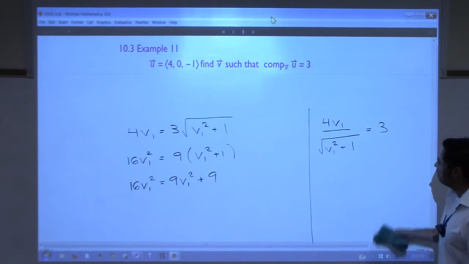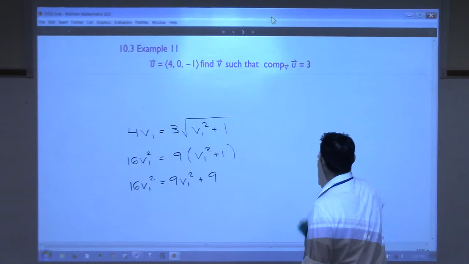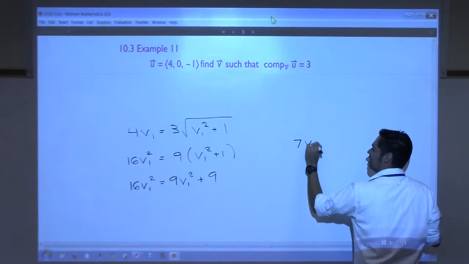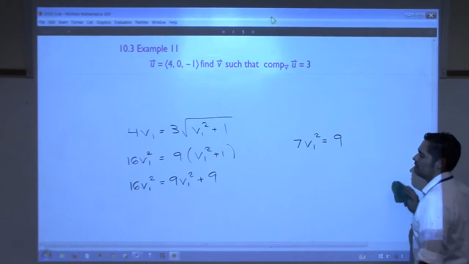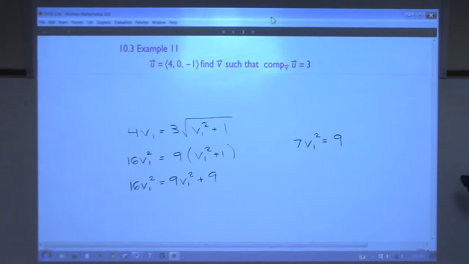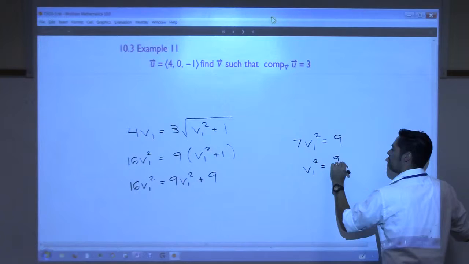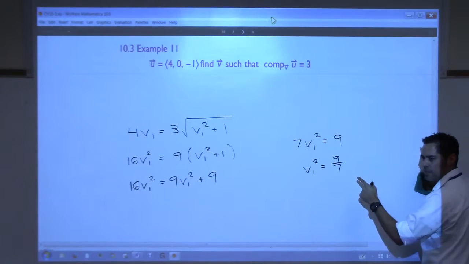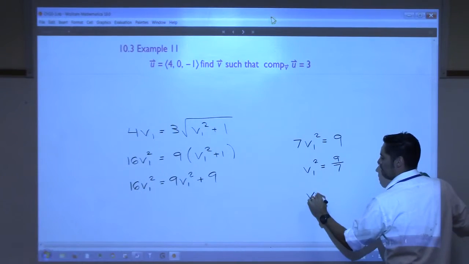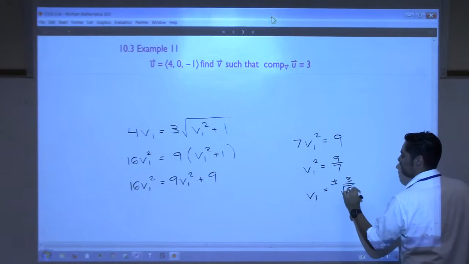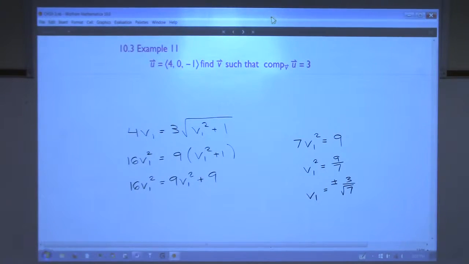What type of equation is that? Don't be shy. It's quadratic, right? So subtract 9V1 squared from both sides and divide through by 7. And we get two potential answers here, don't we? Plus or minus the square root of top and bottom, so 3 over root 7. So I have two possible answers for V1.